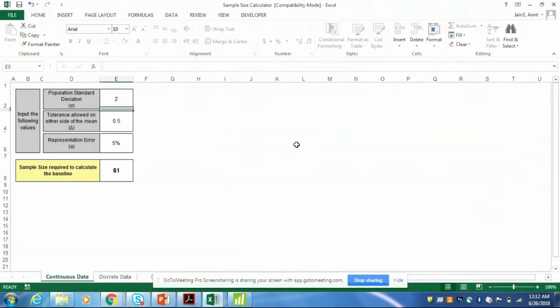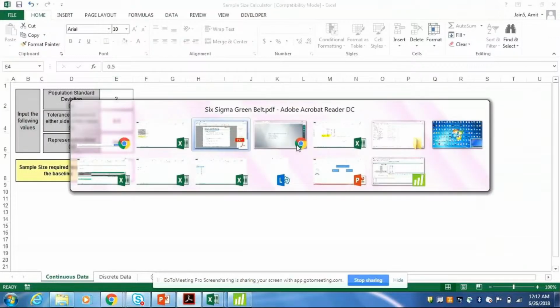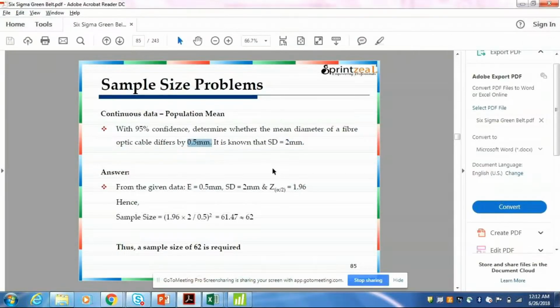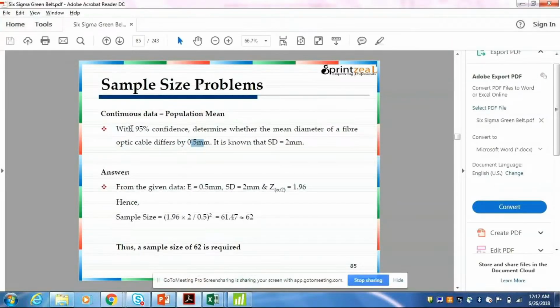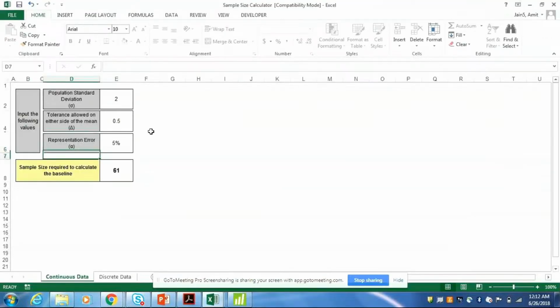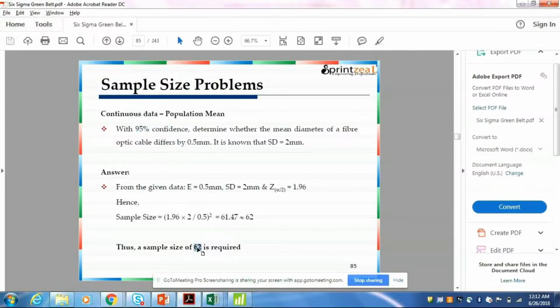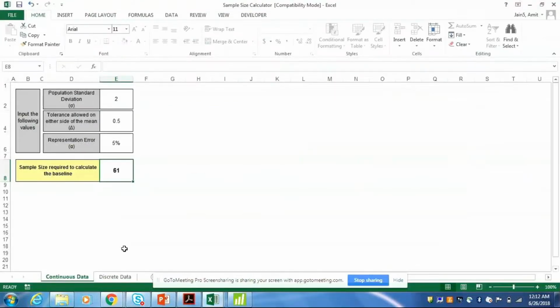You're still able to see the screen, right? Yep. Okay. 0.5 mm is the mean diameter of fiber cable, and it says it differs by 0.55 mm. So this is the value for tolerance allowed on either side of mean, and then the alpha that we have taken, because we wanted 95% confidence. So alpha is 1 minus 95, which is 5%. We put the figure here. It just calculated 61 as the sample size, right? Right, we got 62 here, so it's one and the same thing.